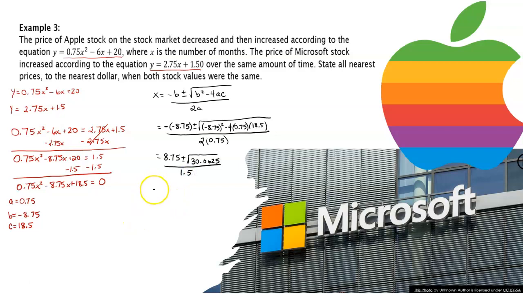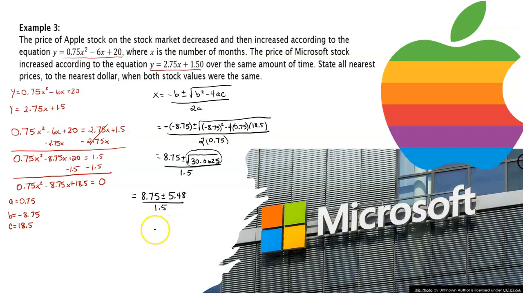Okay. We go a little bit further. We need to now place this into our calculators. What is the square root of 30.0625? I'm waiting for that answer, guys. All right, I'll give it to you. It's 8.75 plus or minus that square root, which is about 5.48. And then all divided by 1.5.